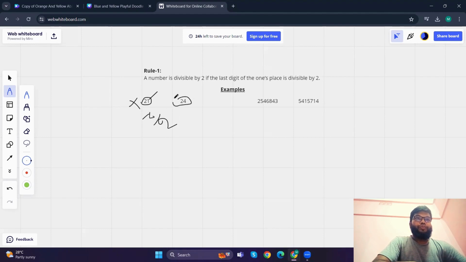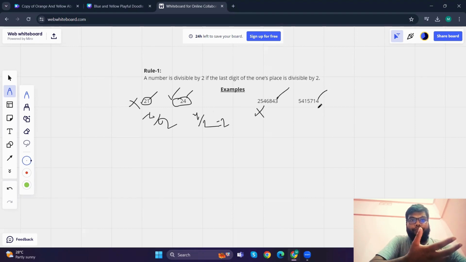Then the number is 24. One's place is 4. 4 by 2 equals 2. So it is divisible. So the number will be divisible by 2. Then let's take a big number like 2,546,843. So one's place is 3. So 3 is not divisible by 2. So it is not divisible by 2. Then the last number, which one's place is 4. So 4 is divisible by 2. So the number will be, of course, divisible by 2.